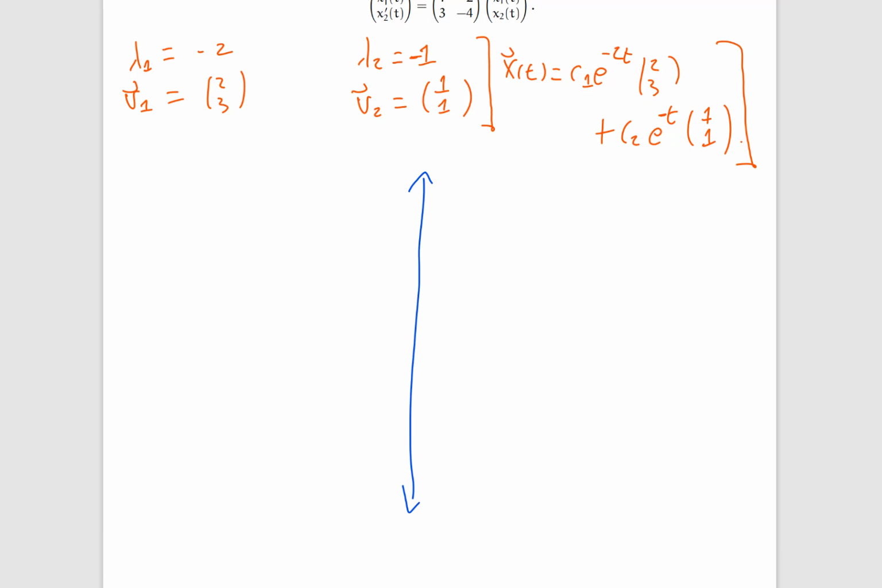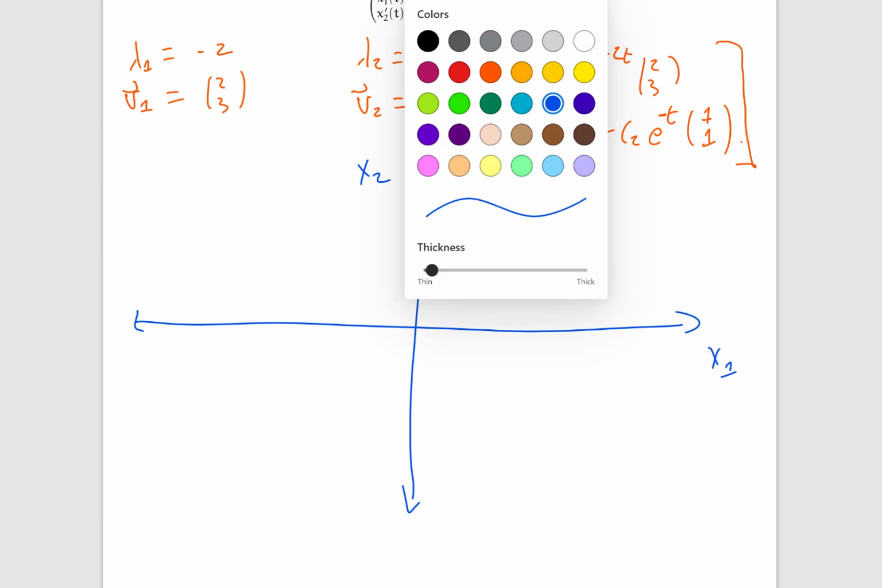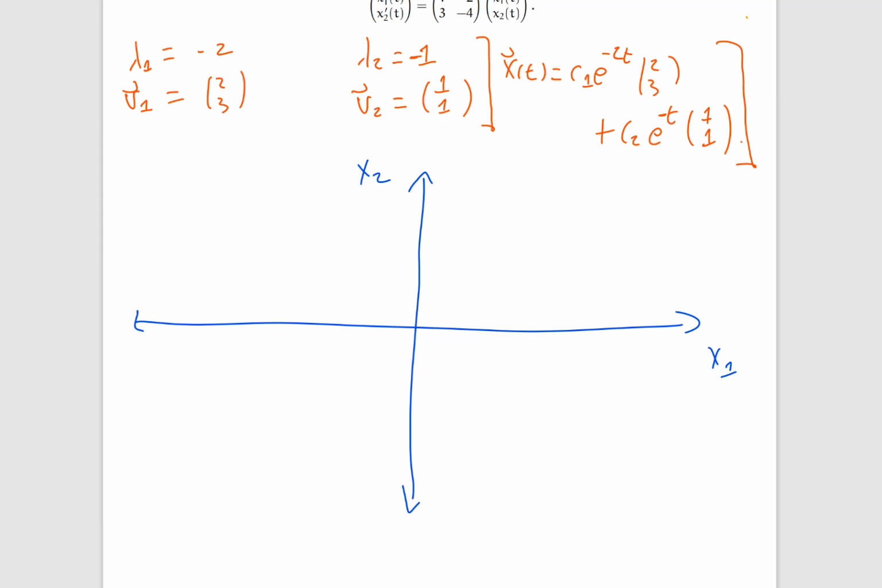So let me draw the x1, x2 plane. We'll say this is x1, this is x2. Okay, so when we do this, we're first going to draw some lines through the origin that are parallel to the eigenvectors. So the eigenvector 1, 1, that's v2. It's kind of at a 45-degree angle. This represents v2.